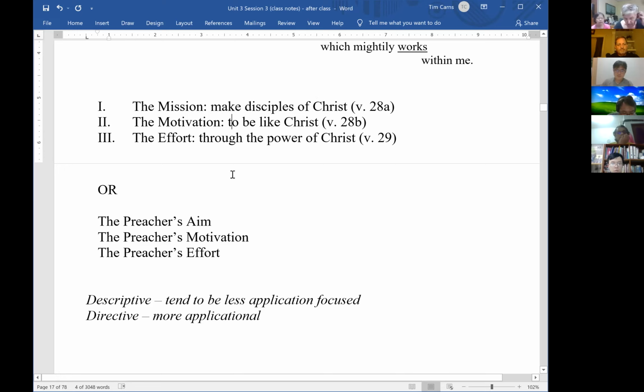The motivation is to be like Christ. So make disciples of Christ, to be like Christ, through the power of Christ. That really makes a statement to my hearers, directing them in how to apply the passage. So yeah, I like the first outline better. I was just showing you guys there are other options depending on your audience, who you're directing the passage to. This one is definitely more directed to the preacher or the teacher. But if you're teaching in a congregation, the first outline or something similar to it would be more effective.